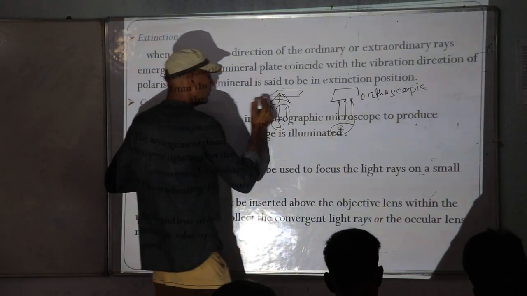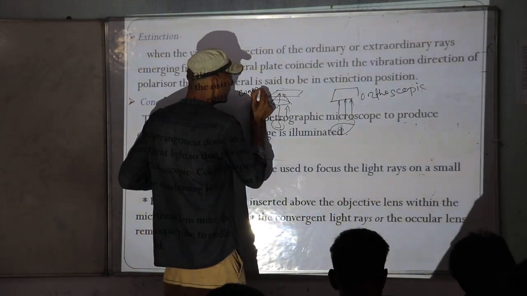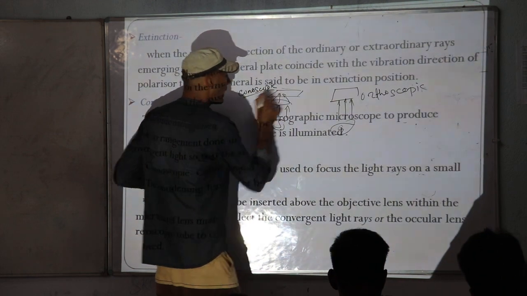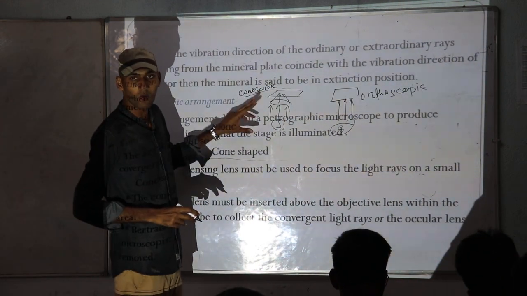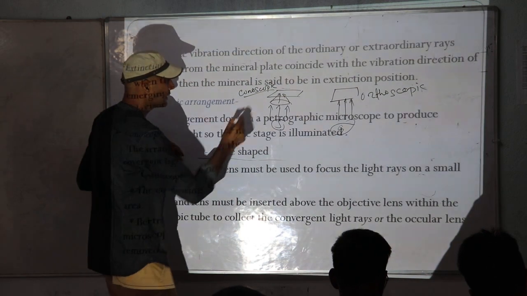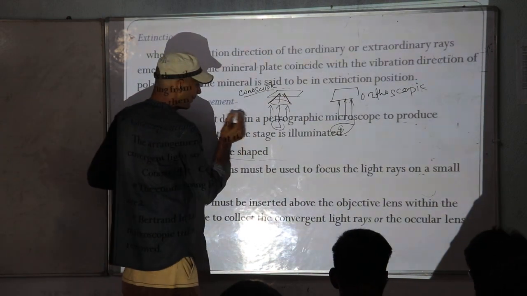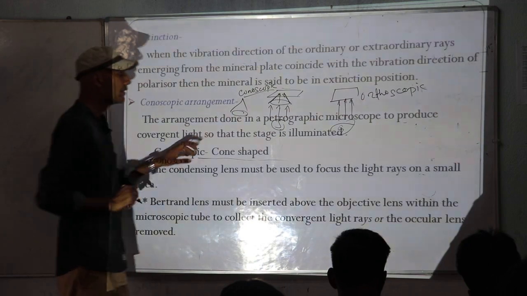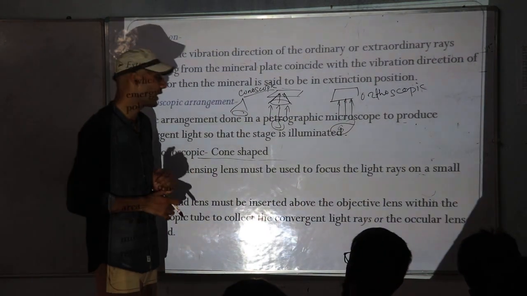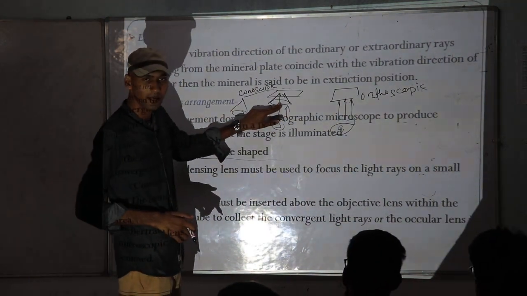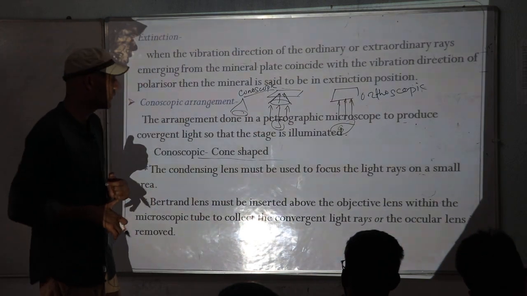So that is your conoscopic arrangement, because they will produce a cone shape. Here you can see the light rays are cone shaped. Okay, so that is known as conoscopic arrangement. Here we are using one condensing lens, or that is the biconvex lens.